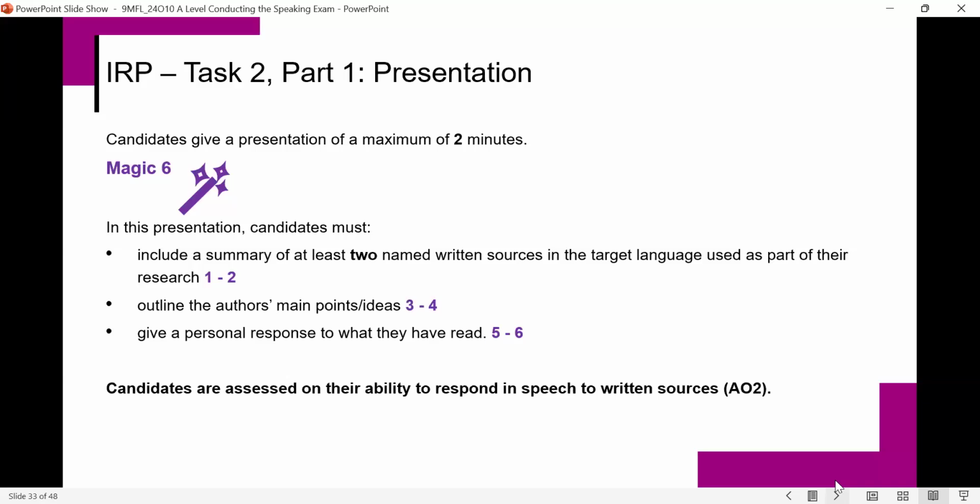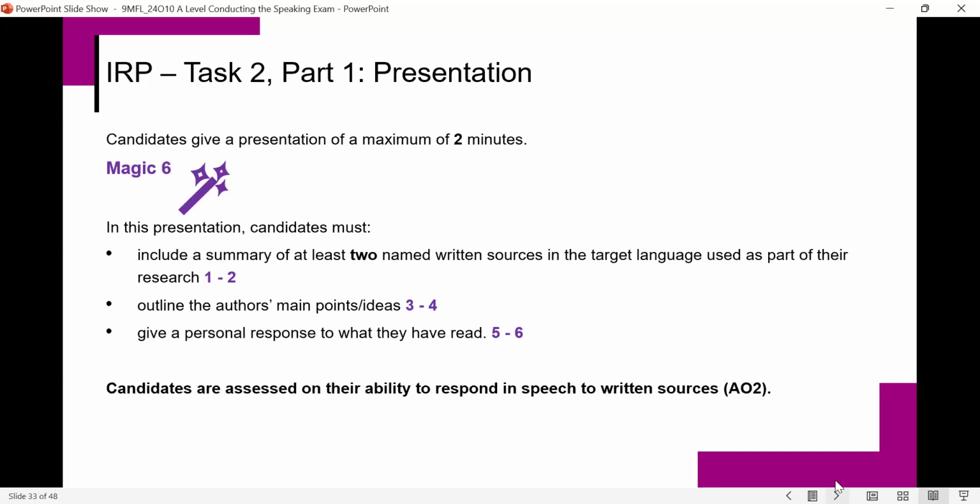And then they need to outline the author's main points or ideas. So they need to summarize those 2 sources. So 1 and 2, name source 1, name source 2. 3 and 4, summarize source 1, summarize source 2. Okay, so far so good. And then give a personal response to what they have read. And that's for source 1, number 5, personal response to source 1, number 6, personal response to source 2.